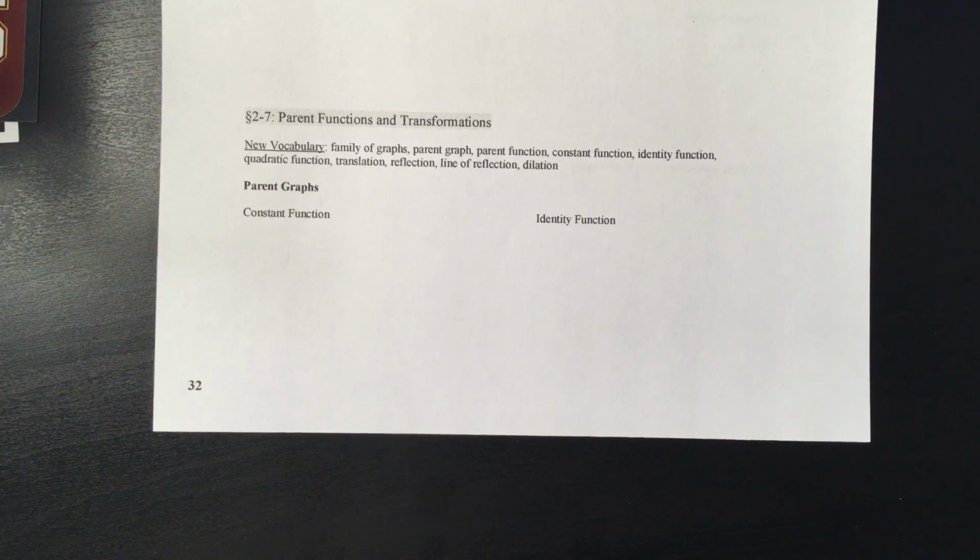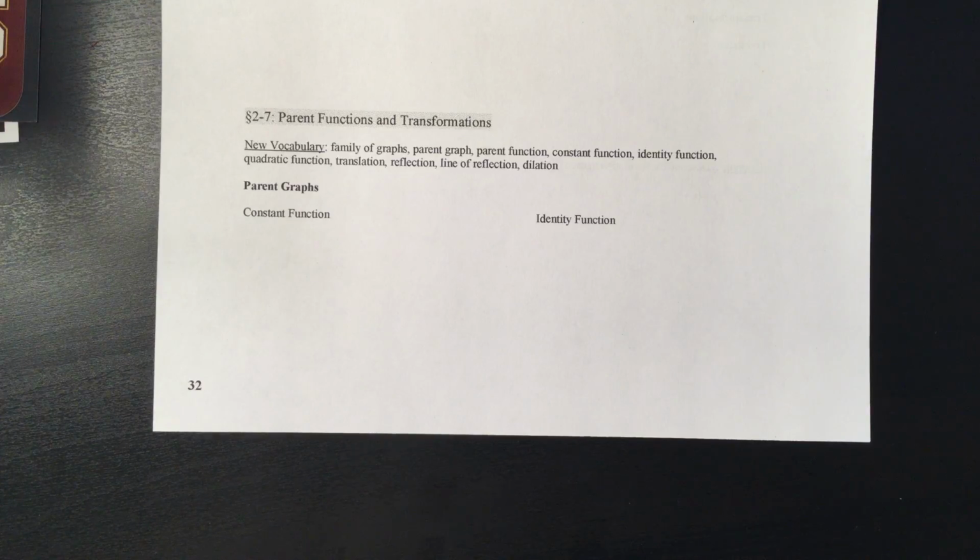All right, in 2.7, we're going to start to take a look at some of the most common types of graphs that you guys will be seeing. So there are 4 of them. They're the constant function, the linear function, absolute value, and quadratic. And there's a bunch more that we'll be seeing throughout the year, but we're going to start with these 4.